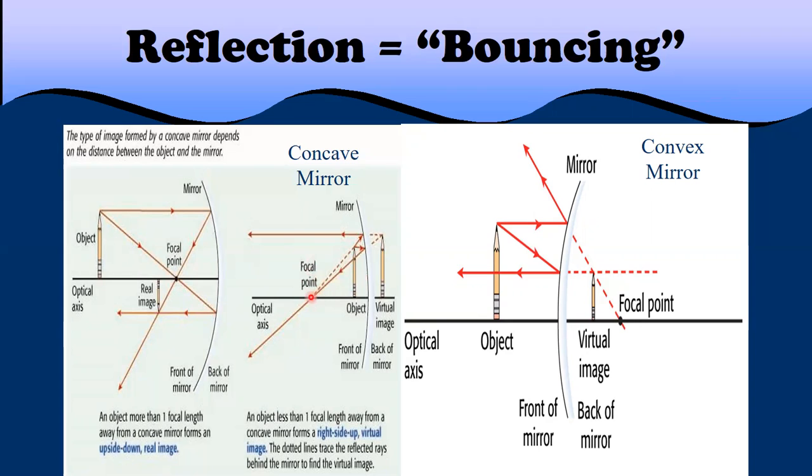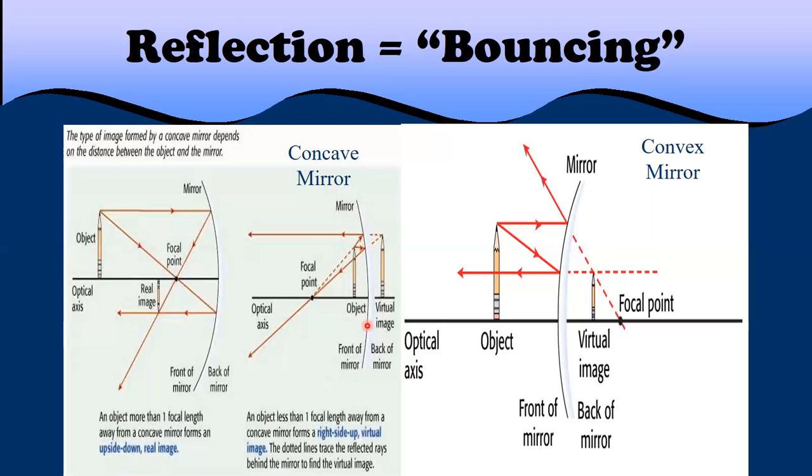Now if you move it closer, your focal point moves back, but the front of the mirror and the back of the mirror are exactly the same. So an object less than one focal length away from a concave mirror forms a right side up virtual image. The dotted lines trace the reflected rays behind the mirror to find the virtual image right here. So the concave, just remember that it comes in like a spoon.